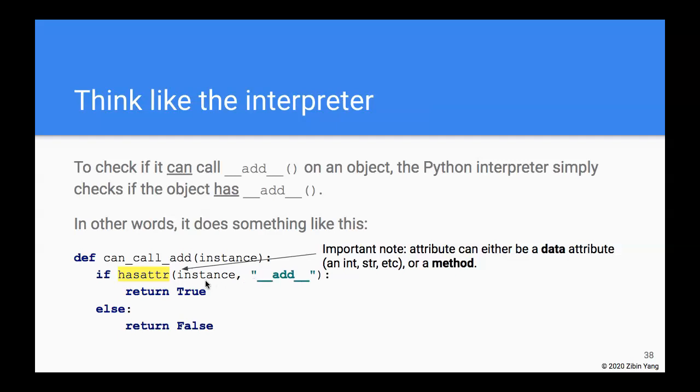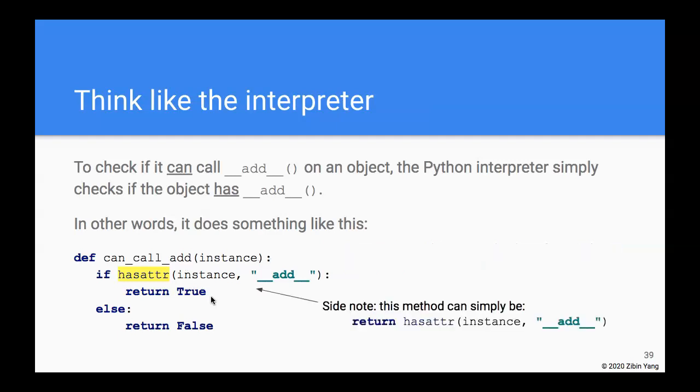And as a matter of fact, to check if an object or an instance has a particular method or attribute defined, Python provides a built-in function called hasattr. You basically just give it the name of the attribute or method that you're looking for, and it will tell you: if it has it, it returns true. If it doesn't have it, it returns false. And if it has __add__, then we can call the __add__ method.